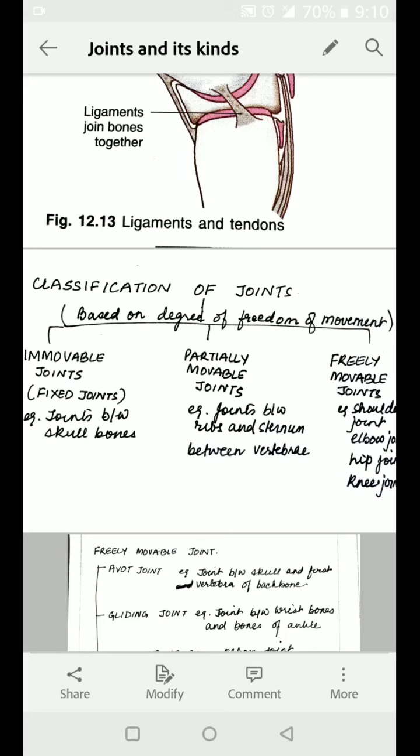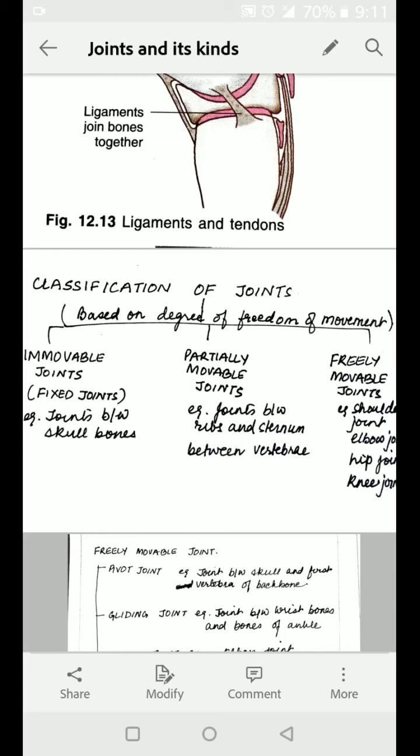First are the immovable joints, which are also called the fixed joints because the bones are joined together and form a fixed joint, basically seen in the form of a suture. These joints are found between the skull bones, and the bones of an immovable joint form a single protective covering.